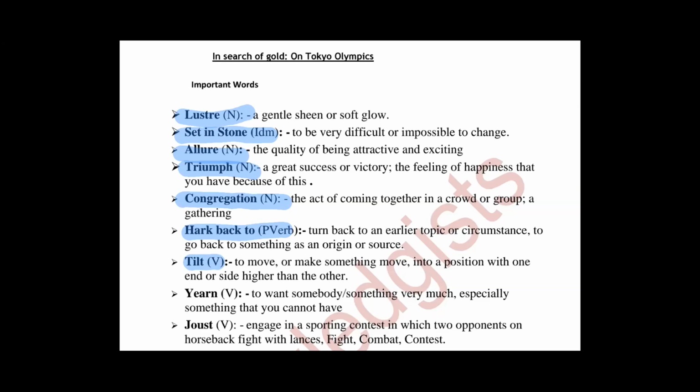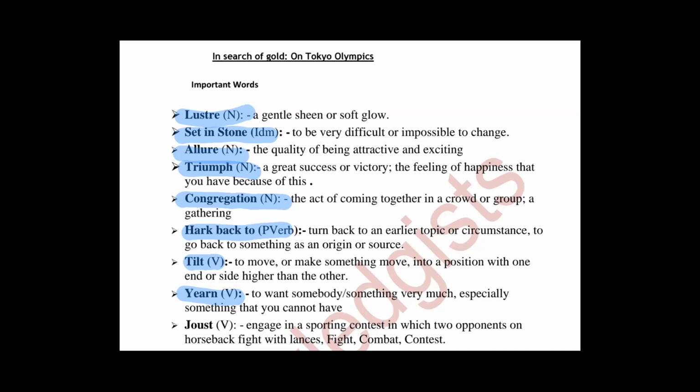Then the next word is yearn. Yearn is a verb. It means to want somebody or something very much, especially something that you cannot have. Something that you don't have and you're craving for. Synonyms are crave, desire, long. Long doesn't mean length here, it means longing, to crave something. Then the antonyms are revolt, recoil, shudder.